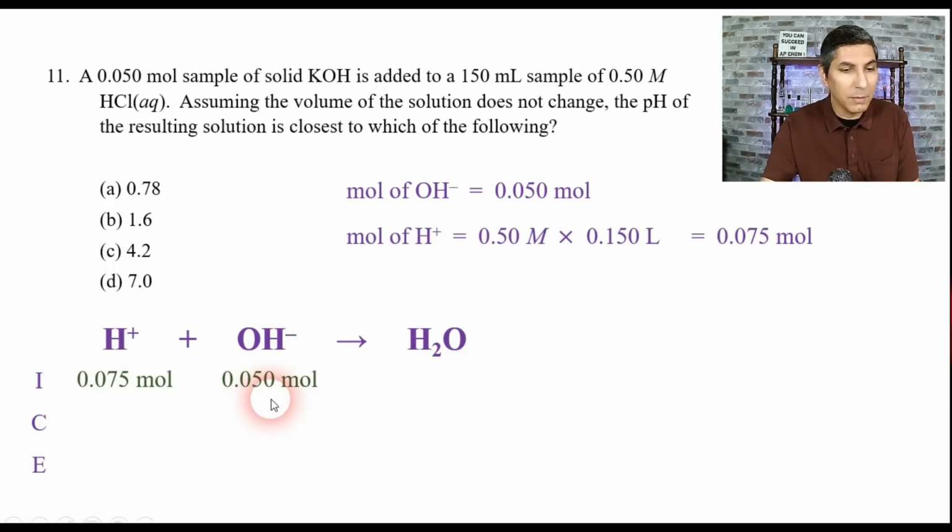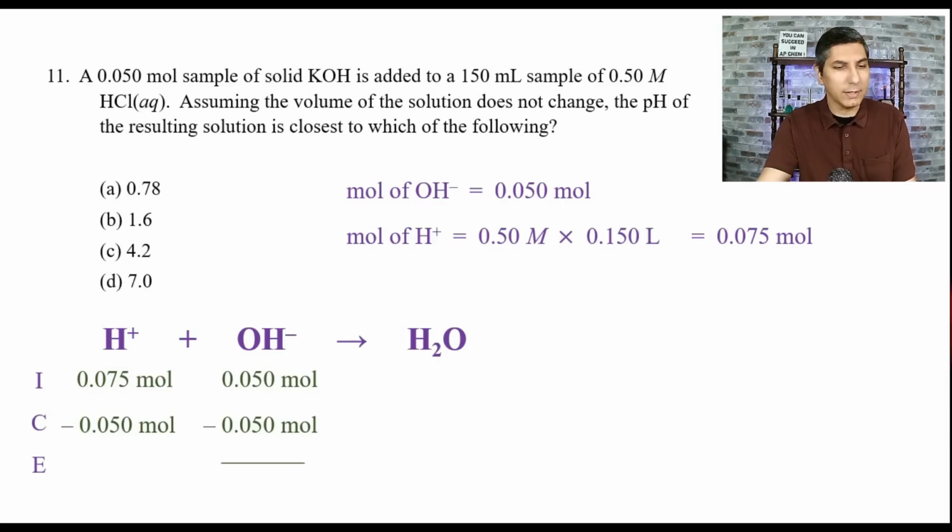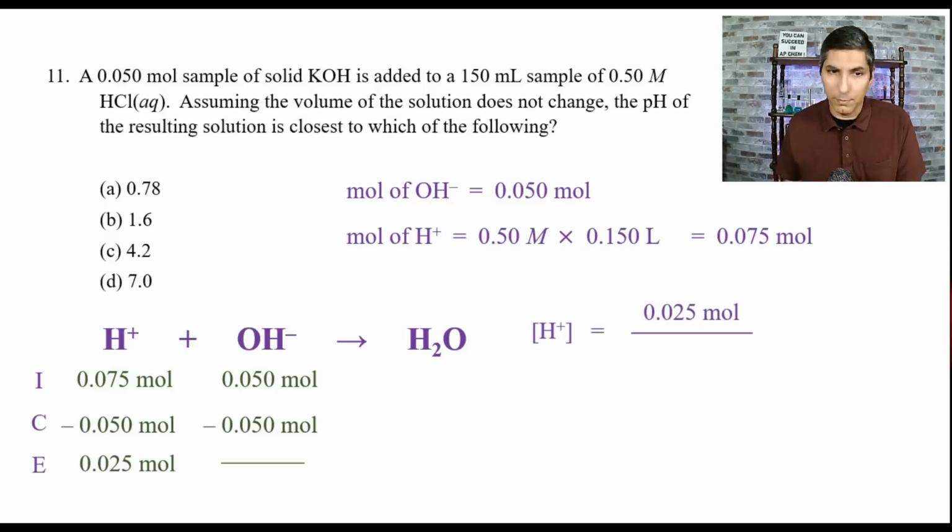And we see that hydroxide is the limiting reactant here, so we can subtract 0.050 moles from both values, and we find that the hydroxide is completely gone since it's the limiting reactant, and H plus, as the excess reactant, will be 0.025 moles. Now, in order to find the pH, we have to have not just the moles of H plus, but the molarity.